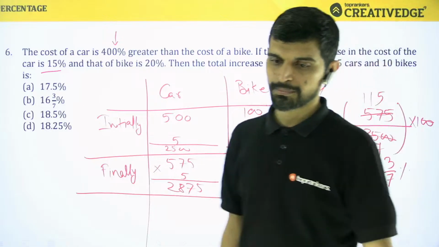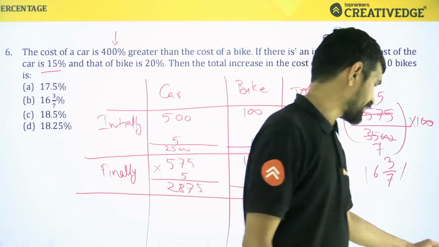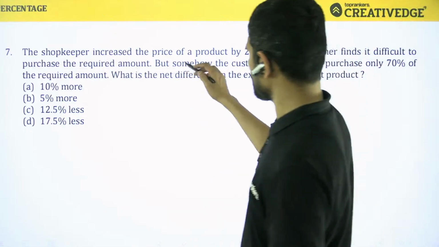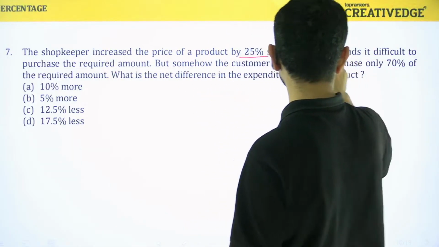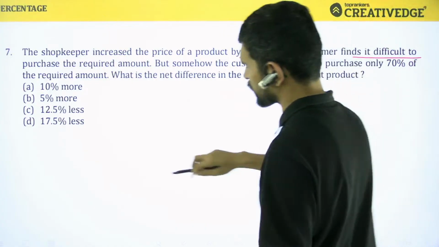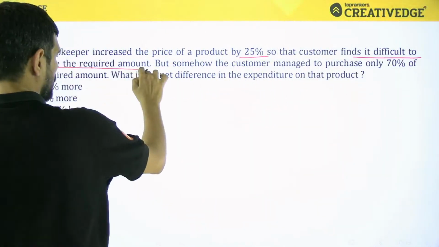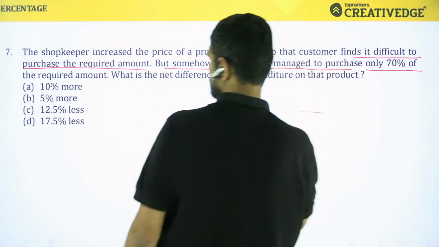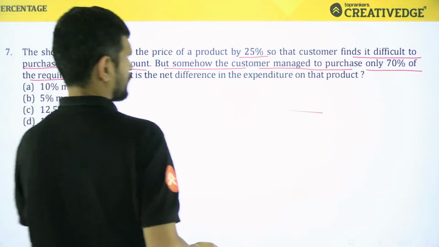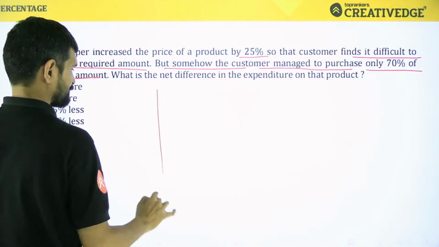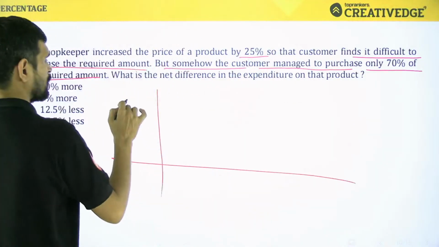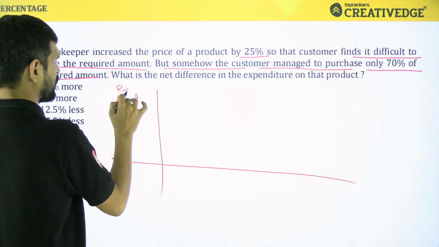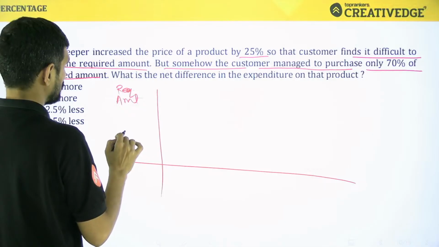All right, everyone. Let's quickly move to next question. Shopkeeper increased the price of product by 25% so that customer finds it difficult to purchase the required amount. But somehow customer manages to purchase only 70% of the required amount, right? Amount required, or rather required amount, and price.